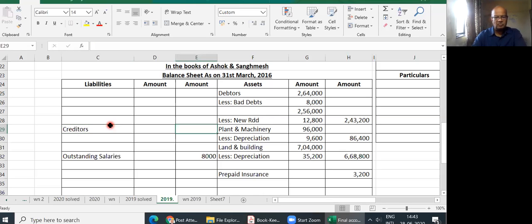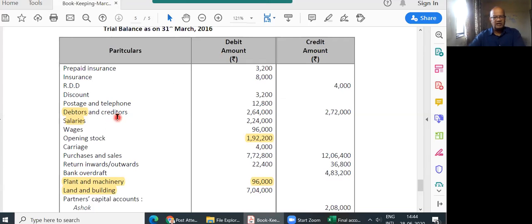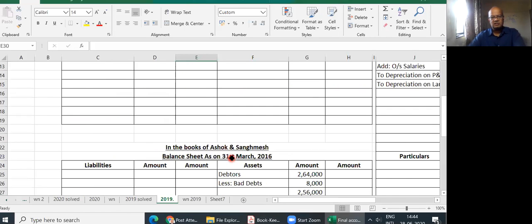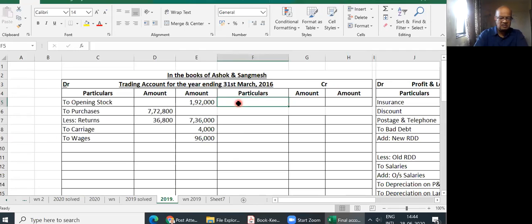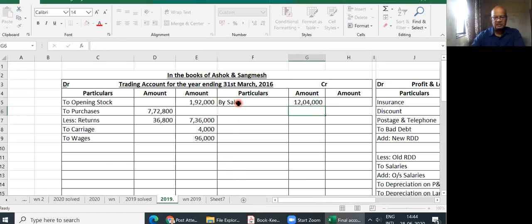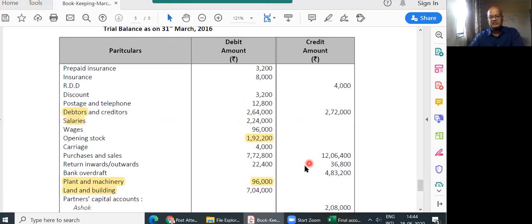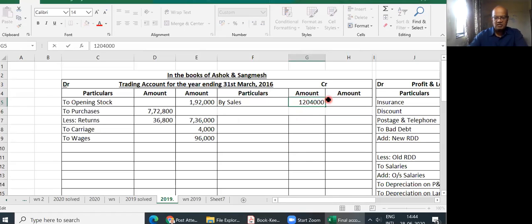Creditors 2,72,000. Then we have next, sales: 12 lakh 6,400. Now less returns.